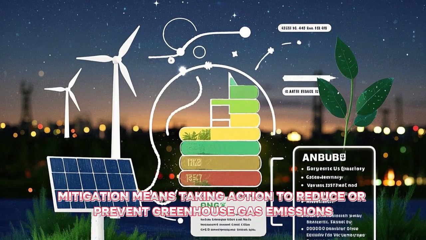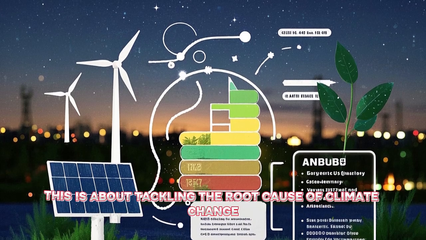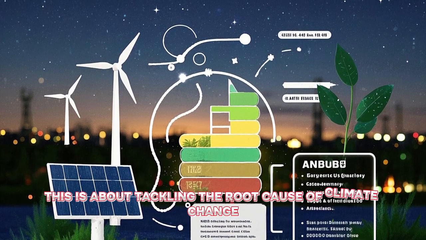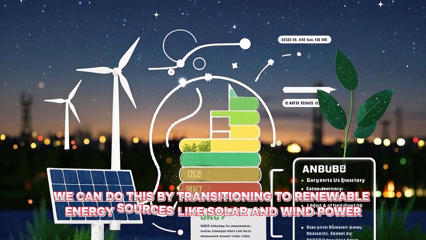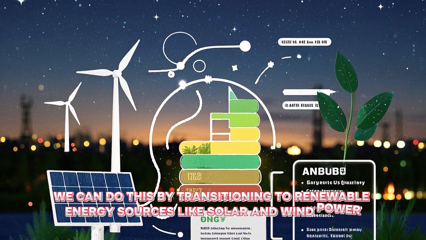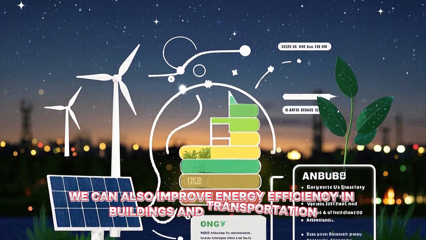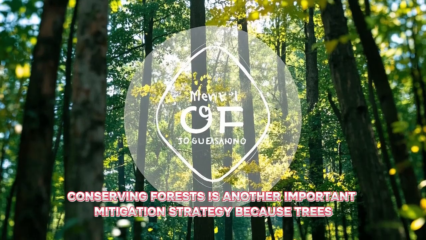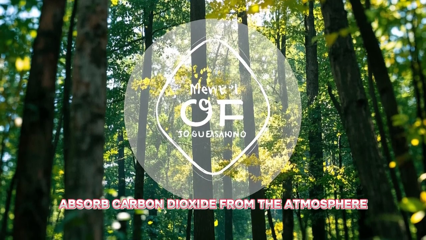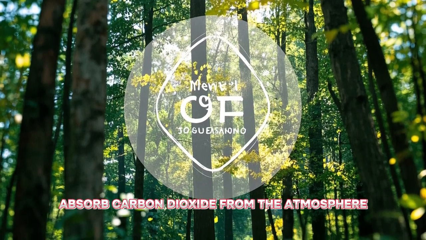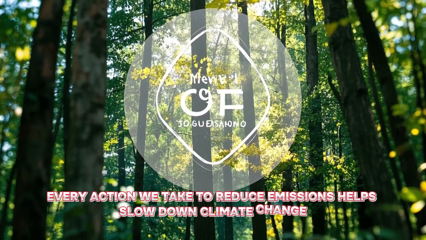Mitigation. Mitigation means taking action to reduce or prevent greenhouse gas emissions. This is about tackling the root cause of climate change. We can do this by transitioning to renewable energy sources, like solar and wind power. We can also improve energy efficiency in buildings and transportation. Conserving forests is another important mitigation strategy because trees absorb carbon dioxide from the atmosphere. Every action we take to reduce emissions helps slow down climate change.